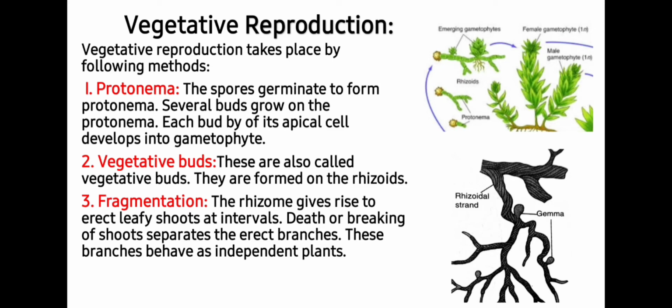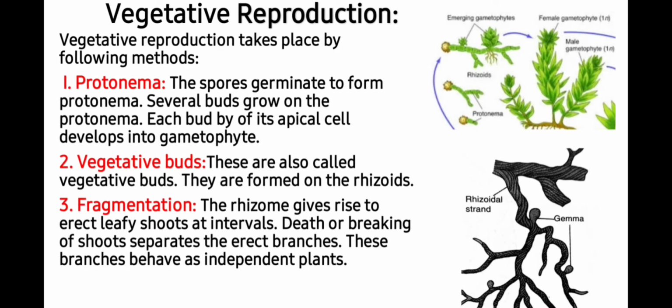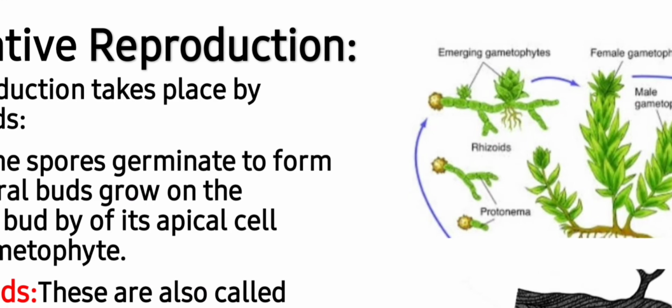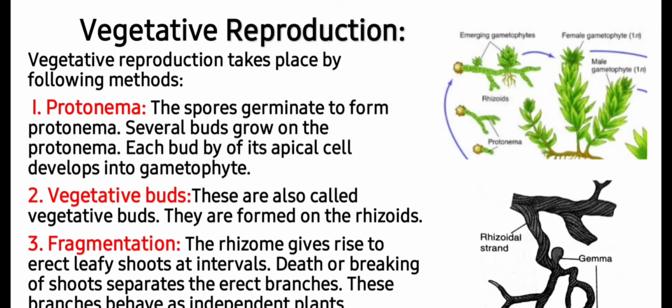And vegetative reproduction in case of Polytrichum takes place by the following three methods. The first is protonema. You know very well spores germinate to form protonema, and several buds grow on the protonema, as you can see in this image. These buds then detach and develop into new gametophytes. So it is one way of vegetative reproduction.